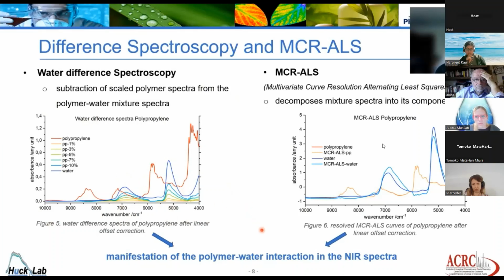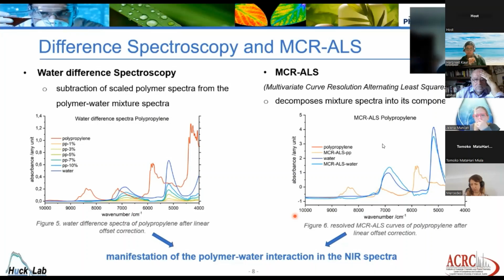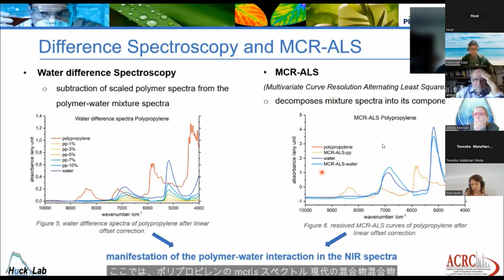The multivariate curve resolution alternating least squares method was used to separate the polymer water mixture spectra into its spectrum components, the water and the polymer spectra. Here the MCR-ALS spectra of polypropylene water mixture are displayed. The decomposed polypropylene spectrum is almost identical to the original polypropylene spectrum. The decomposed water spectrum in light blue, however, is significantly different from that of bulk water, here again in dark blue.